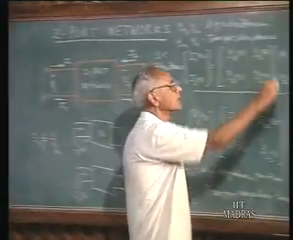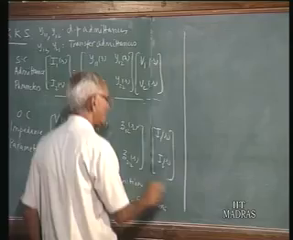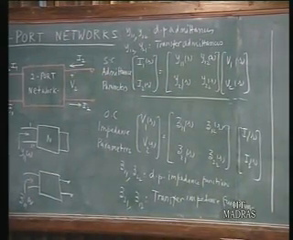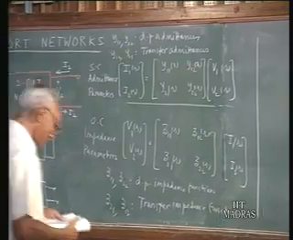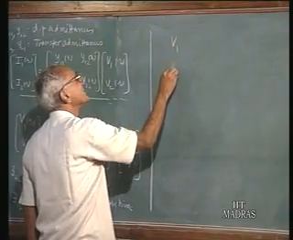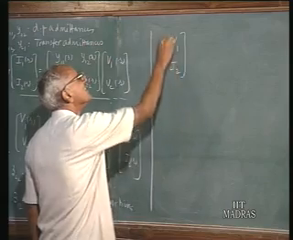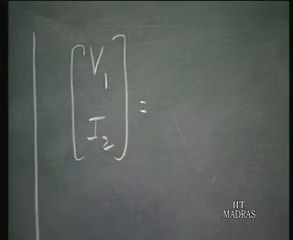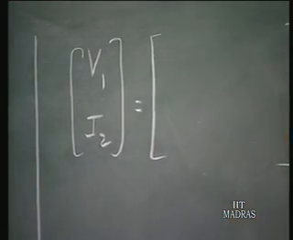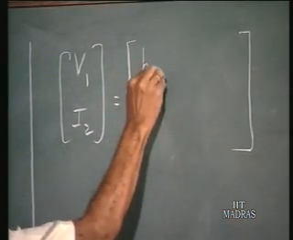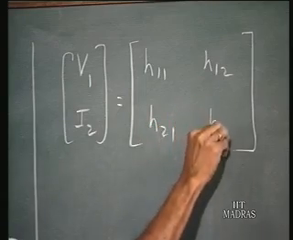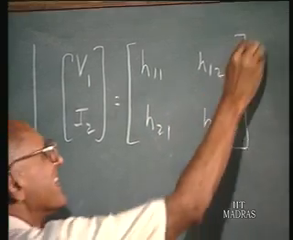Now, apart from these two basic matrices, you have various other types of matrices which I would like to talk about now. You can express V1 and I2 in terms of I1 and V2. So it will be H11, H12, H21, H22 times I1 and V2.